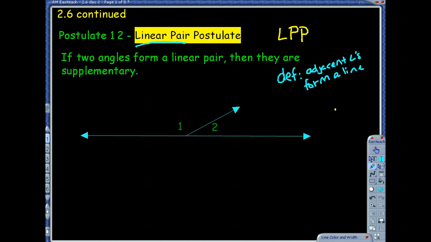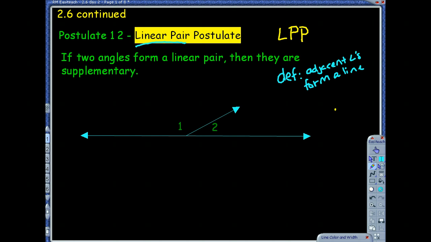Before, we discovered some relationships, but we didn't have anything that we could use to just state that the angles in a linear pair would be supplementary. The linear pair postulate is what allows us to do that. It says that if two angles form a linear pair, then they are supplementary. We discovered that before when we were looking at the relationships there, but now we've got a postulate that we can use as a reason in a proof.